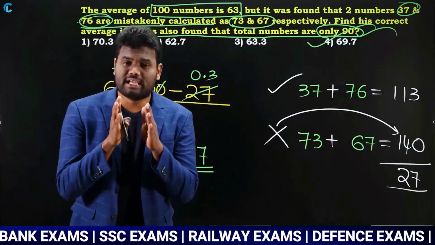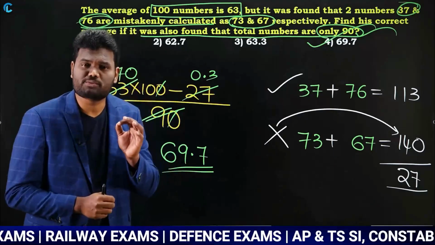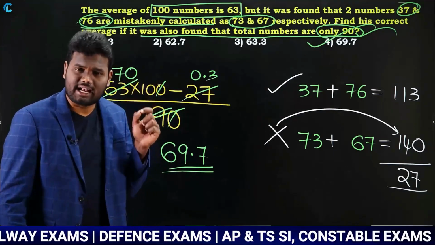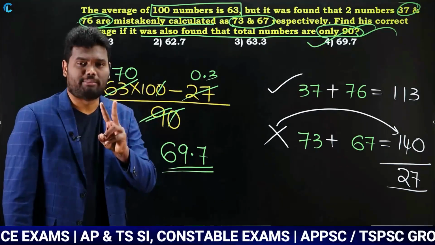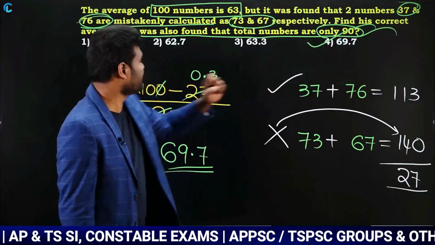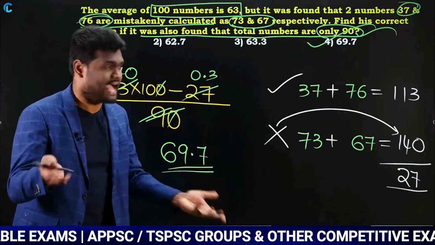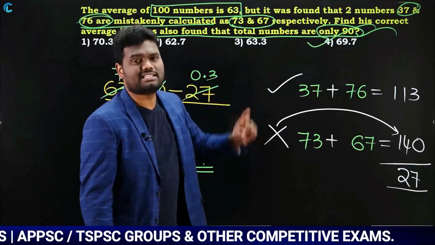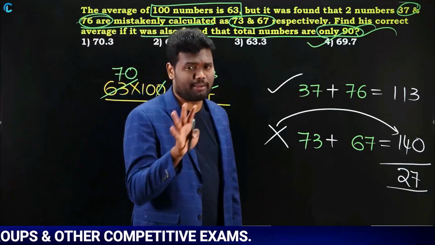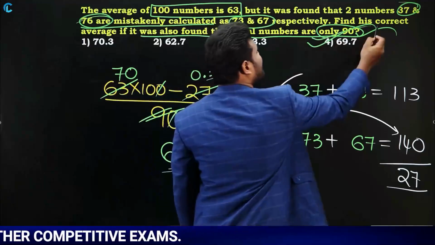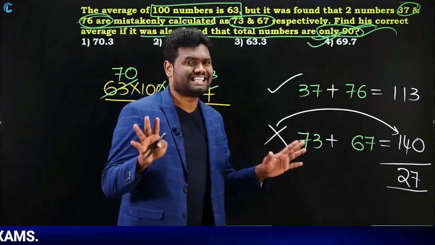Okay, very simple. I am going to repeat it one more time. Observe carefully. The question was mentioning that there are 100 numbers, average is 63. But what happened? Two numbers, 37 and 76, are mistakenly taken as 73 and 67, and they are saying that the numbers are not 100 numbers, there are only 90 numbers. What is the correct average? That is the question. The procedure is the same.